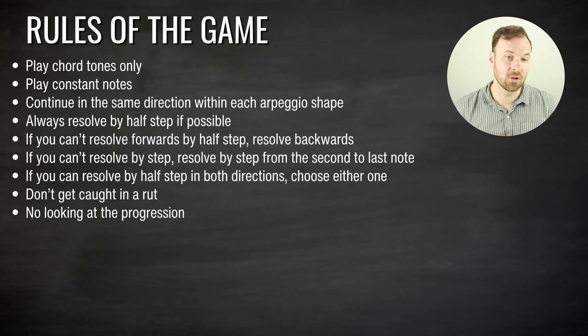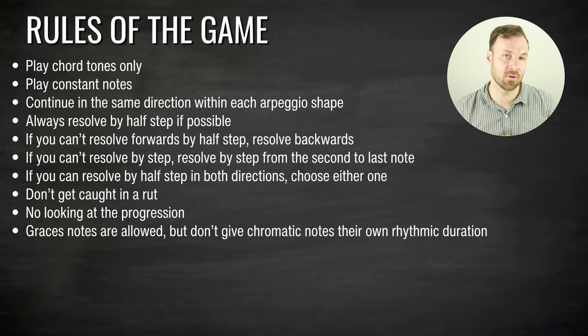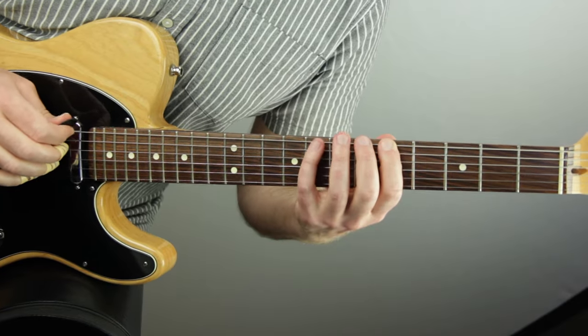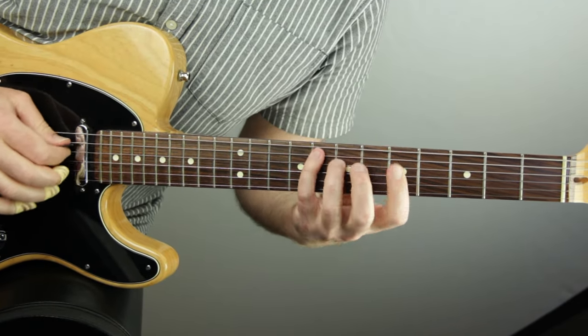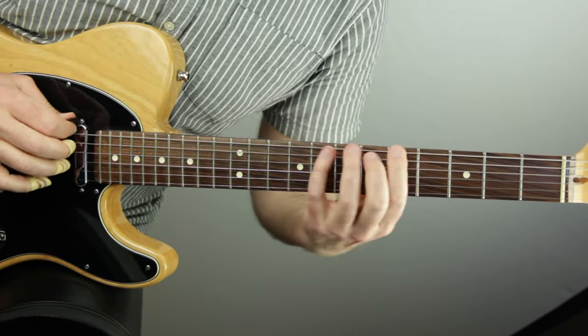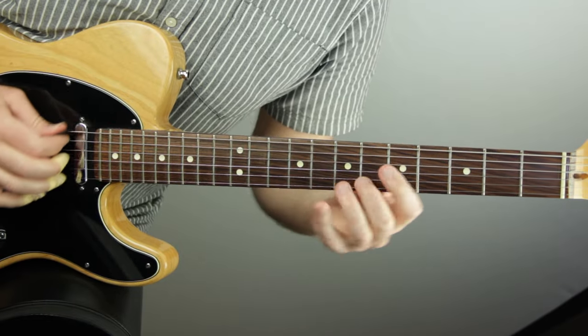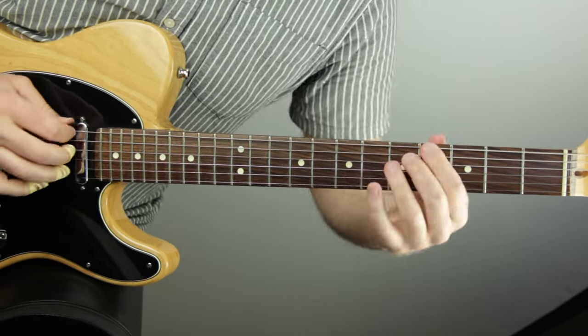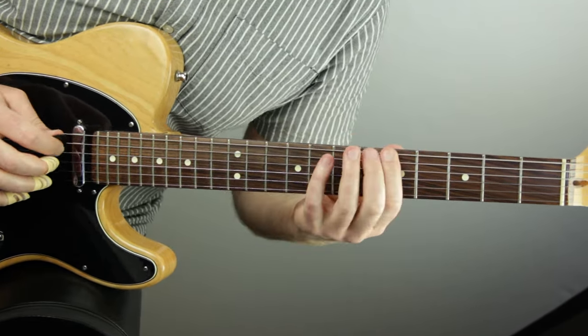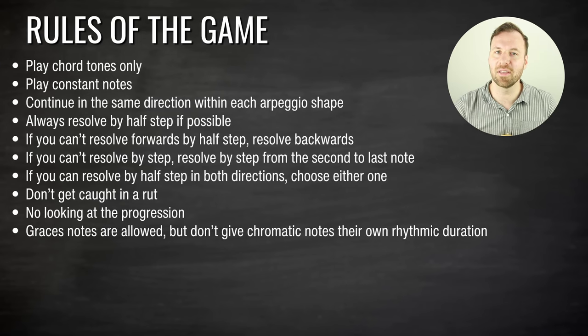Next rule, you can slide into notes as grace notes, but don't give them their own rhythm. Okay, so if I do this for F major 7, or this, instead of that, I'll just slide as a grace note. That's something you can change later. That's kind of adding chromatic notes into it, but I just think it's a good thing to adhere to, to keep the control of sticking with chord tones. So I like to slide into notes, but I'm not giving the note I'm sliding from its own rhythm, okay?